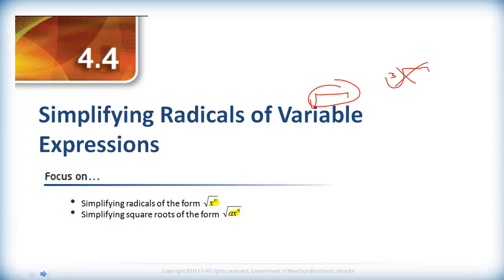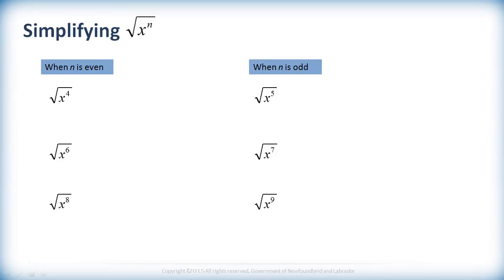So we're told in our magical documents that teachers are sworn to memorize. Just kidding. So first of all, we're going to simplify the square root of x to the power of n. There are two cases we have to look at. What if we have the square root of x to an even power, like 4, 6, or 8? Or then again, what if we have x to an odd power, like 5, 7, 9, etc.?